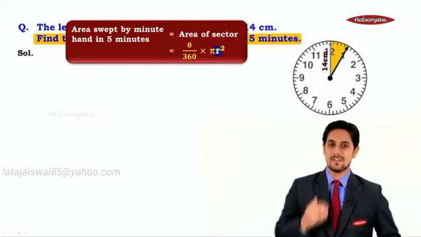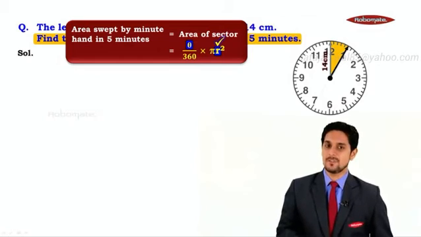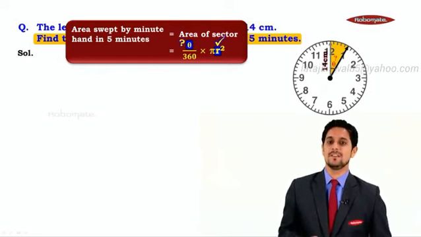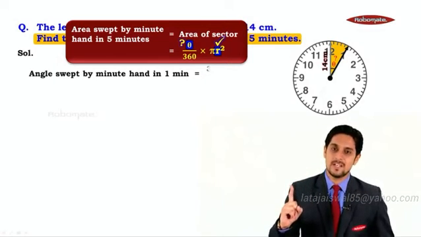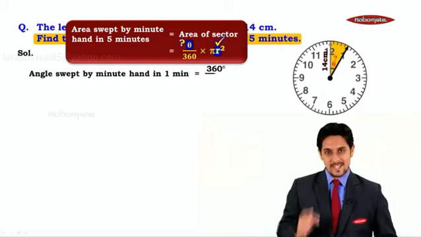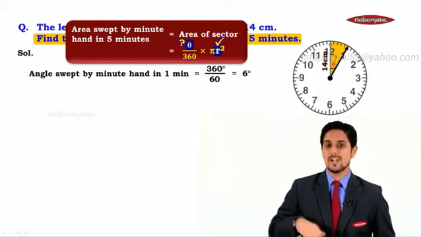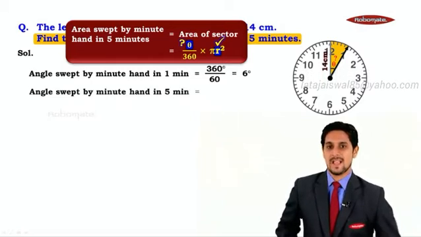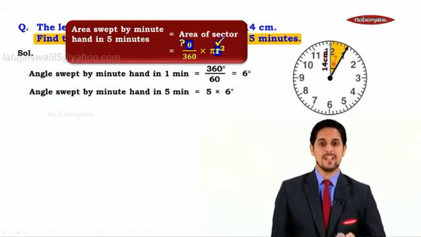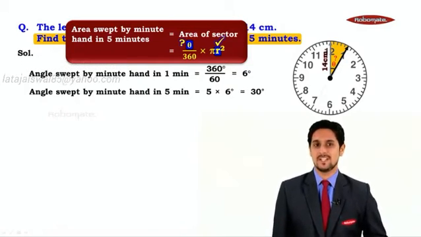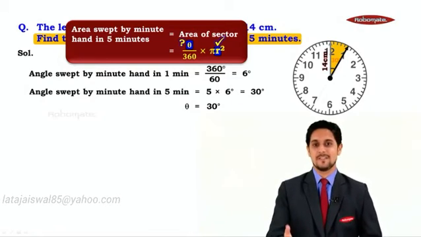Students, we already have the value of the radius, which is the length of the minute hand, but we don't have the value of theta. So let us calculate this value. So we will write the angle swept by the minute hand in one particular minute equal to 360 divided by 60, which is 6 degrees. Now we are talking about 5 minutes. So the angle swept by the minute hand in 5 minutes is equal to 5 into 6 degree, which is equal to 30 degrees.